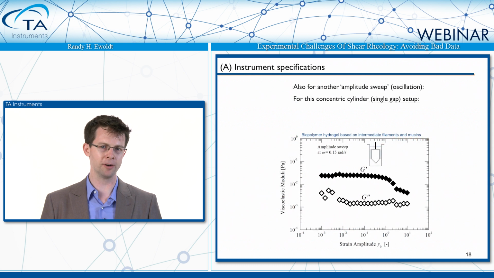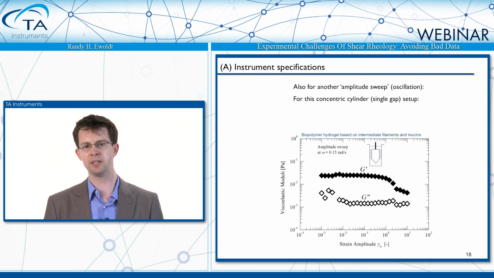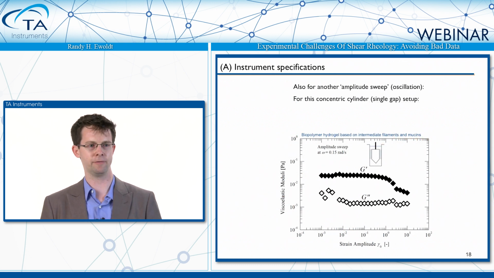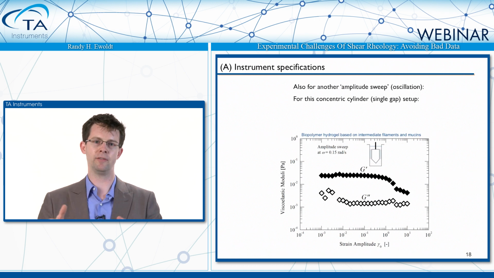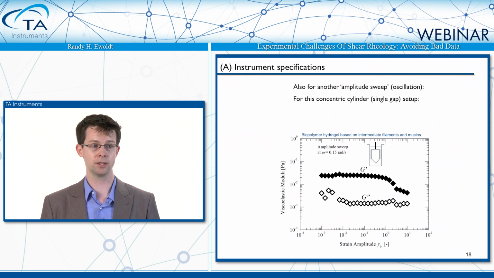Let me show you another set of data. This is the same biomaterial that I showed in the kickoff figures for how bad can it be, but this is a different collection of data. This is an amplitude sweep taken under oscillatory conditions. We fix the frequency, we gradually increase the amplitude of that oscillation, and we report out the apparent viscous and elastic modulus. So here the elastic modulus dominates. We're plotting the first harmonic component of the nonlinear signal.